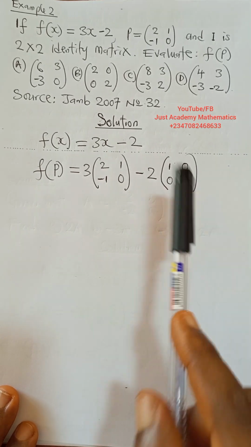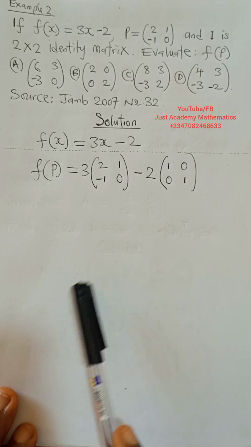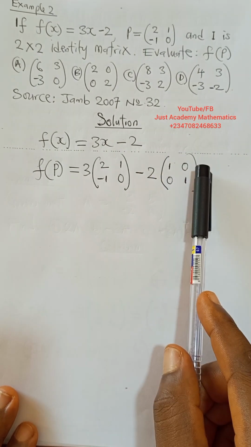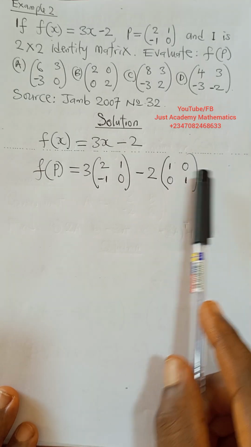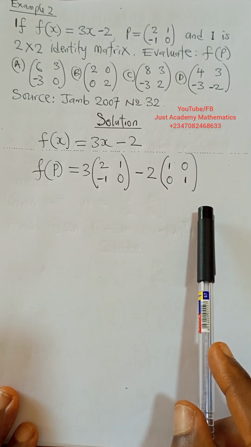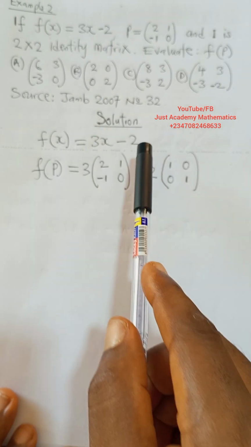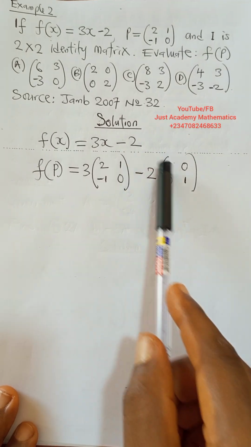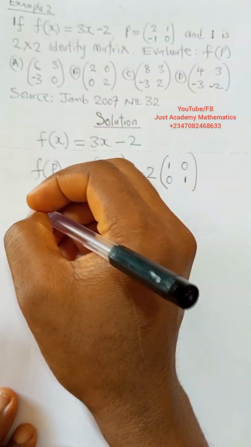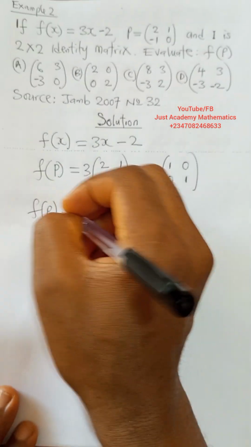So 2 times 1 will still give you 2. So this is the 2 by 2 identity. Assuming it's 3 by 3, you say 1, 0, 0, 0, 1, 0, 0, 0, 1. Are you following? The 1 will still align from the left down to the right. So that is identity. As it is now, we can find f of p to be what?